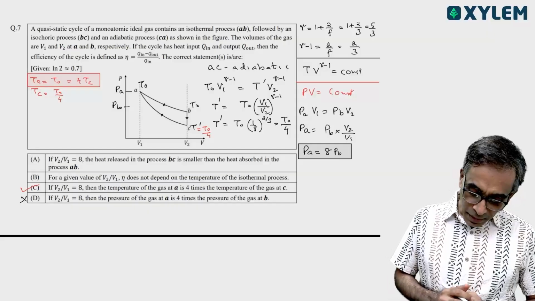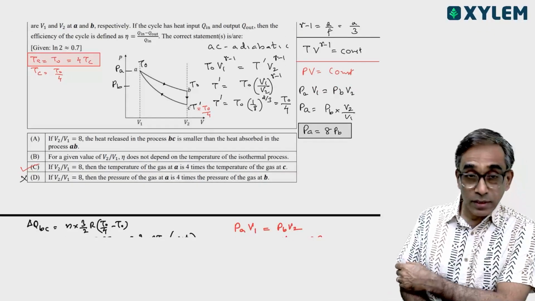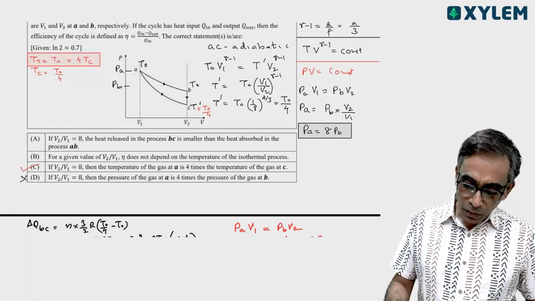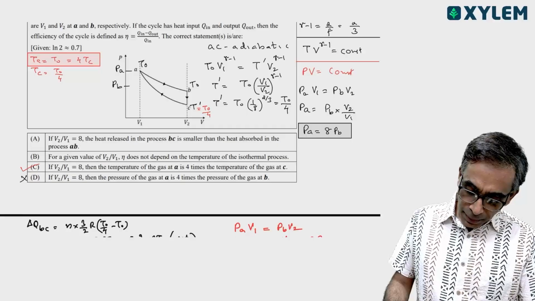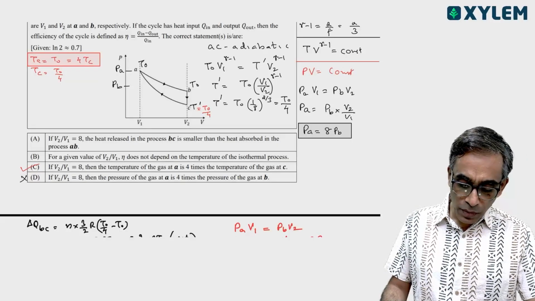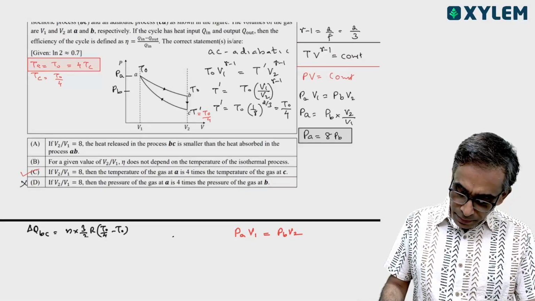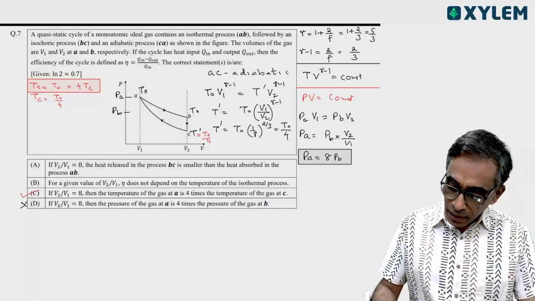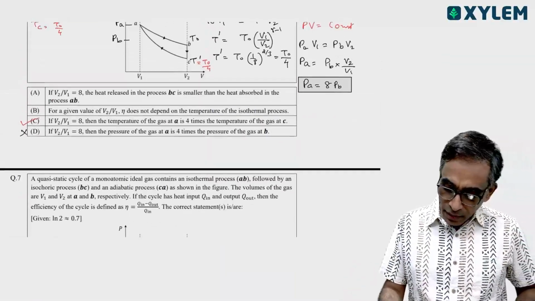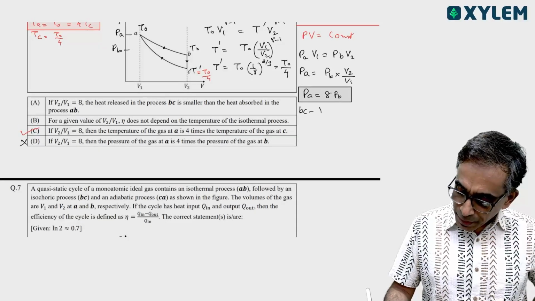Okay. Now efficiency. Let's work out option A. Heat released in the process BC. What is process BC? BC is an isochoric process. So what is the heat released in isochoric process? We'll just place this again here. BC isochoric.